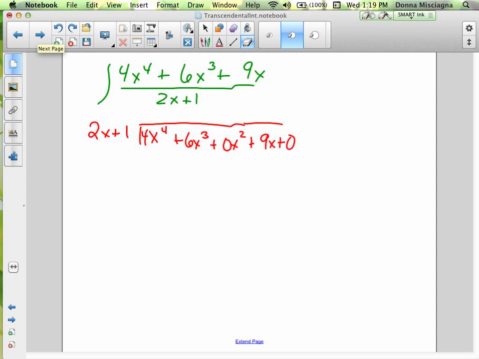Actually, I'm going to change this just a little bit. I can do that. It's my equation. There. Plus 0x plus 9. Let's make that be a 9. All right.